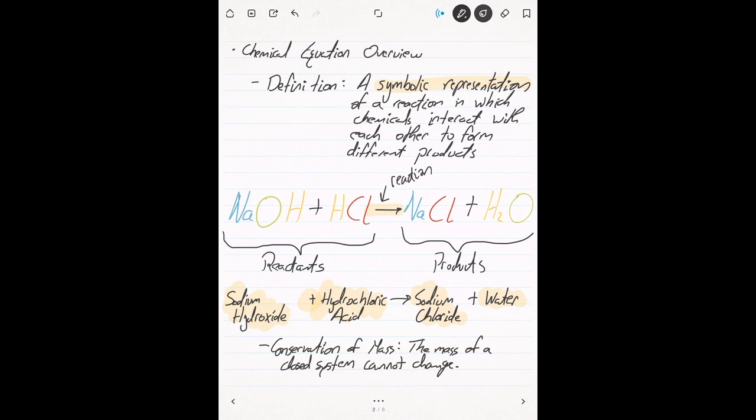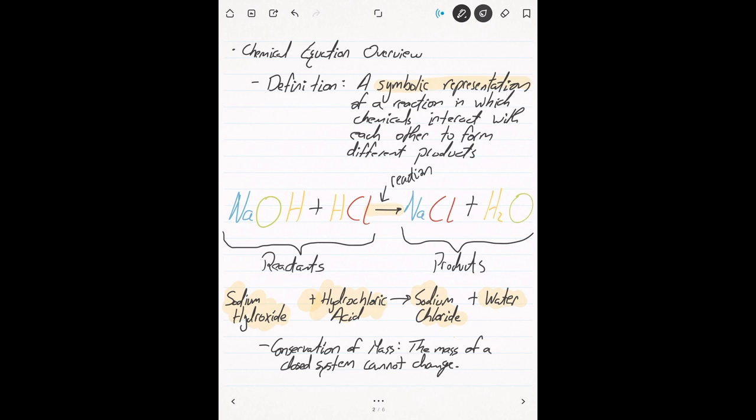So this symbolic representation tells us, okay, here are the chemicals that you combine together, here are the compounds, the molecules, whatever. When these combine together, they're going to react and form these compounds, these chemicals, these products, okay? Hopefully this is starting to make some sense to you and you're remembering back to your science courses.